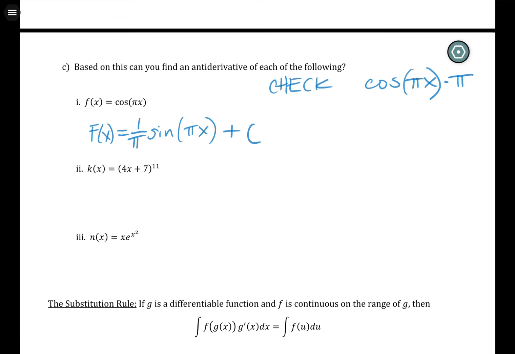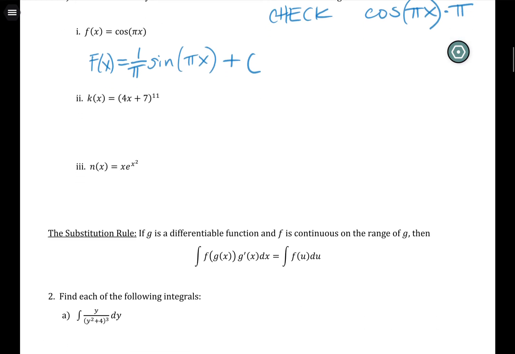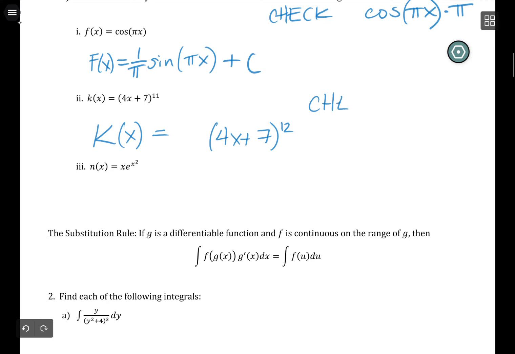Okay, we want to figure out what we would take the derivative of to get 4x plus 7 to the 11. So I know that I'd need a power rule involved. So I probably started with a 4x plus 7 to the 12. If I do a check on that, I'm going to get the 12 times 4x plus 7 to the 11, and I'm also going to chain out a 4. So I did get the 4x plus 7 to the 11, but I also got a 48. I don't want it, so I'm going to divide it out by building my constant this way.